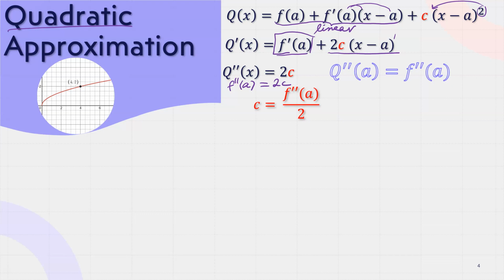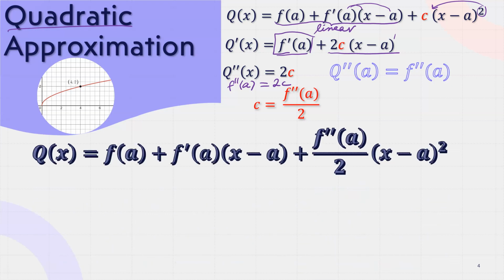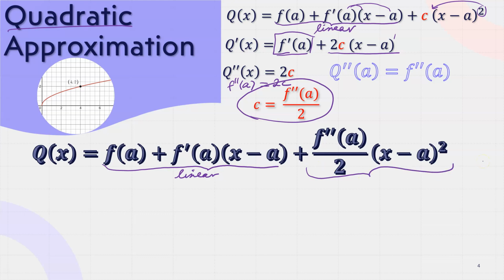All right, so then you will see now that the quadratic approximation of a function is f of a plus f prime of a times (x minus a). That's the linear part. Plus c, which is f double prime of a over 2, times (x minus a) squared, and that is the quadratic approximation for the function f of x.